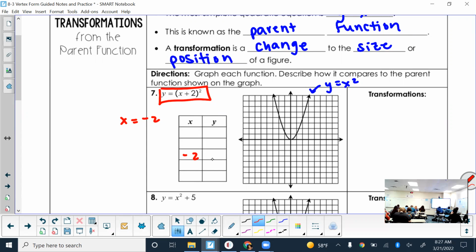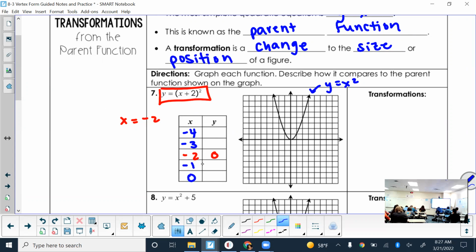What will be the y of my vertex? 0. You could do that two ways. You could plug in -2, just like we did before, or you can just look at it. There's no k, plus 0. Then do the rest with your calculator. What numbers come before -2 on the number line? And what numbers come after?